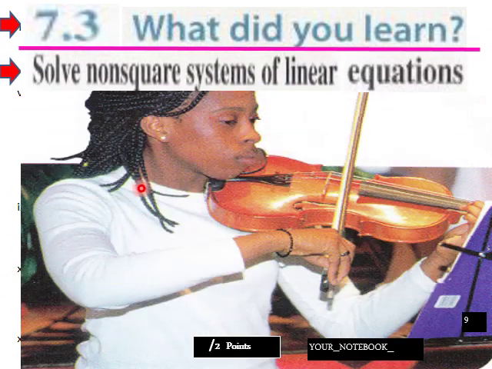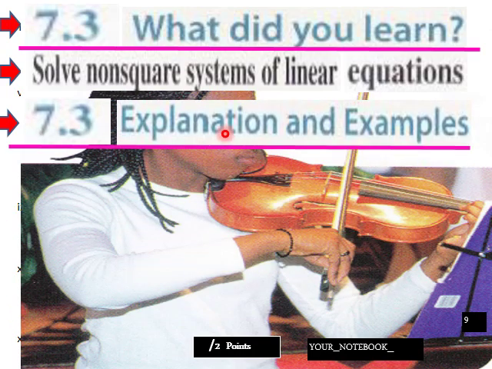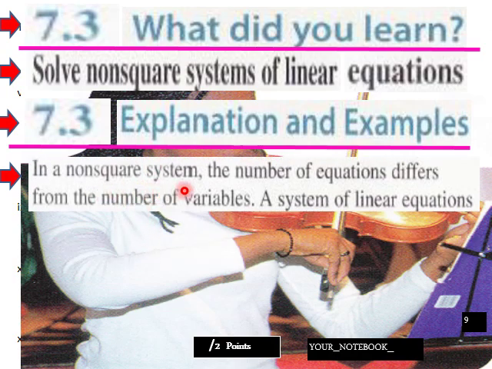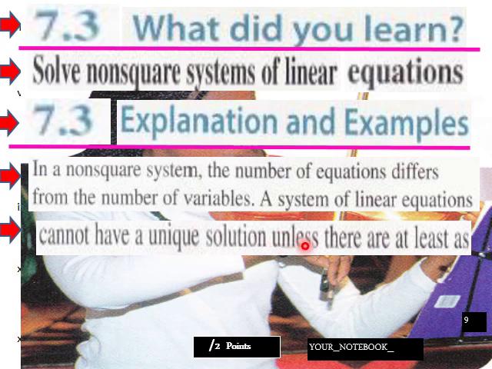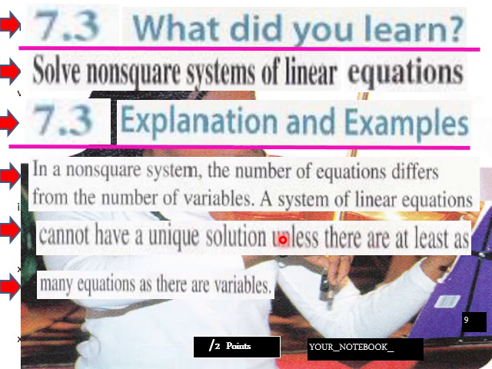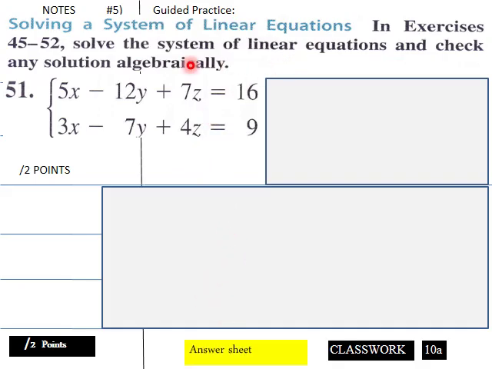7.3, what did you learn in 7.3? Solve non-square systems of linear equations. 7.3, explanation and examples. In a non-square system, the number of equations differs from the number of variables. A system of linear equations cannot have a unique solution unless there are at least as many equations as there are variables. So for example, this one here, we have a 2 by 3. So we have 3 variables and 2 rows. It's not a square system.